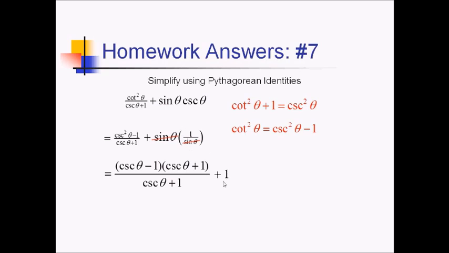Don't forget about that. But going back to this now, we have a cosecant of theta plus 1 that we can cancel out. So when the dust settles, we just have cosecant theta minus 1 plus the 1 that's still over there. And then minus 1 plus 1 cancels, so this just reduces to cosecant of theta.